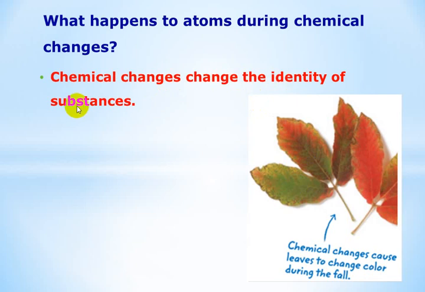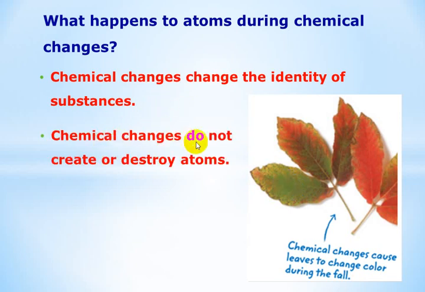Chemical change changes the identity of a substance. So the green pigment changes to another substance which is colorless. The green pigment here is a chemical substance. It changes into another substance with no color. It doesn't mean that the green pigment disappeared at all. Did the atoms disappear? No. Chemical changes do not create or destroy atoms.